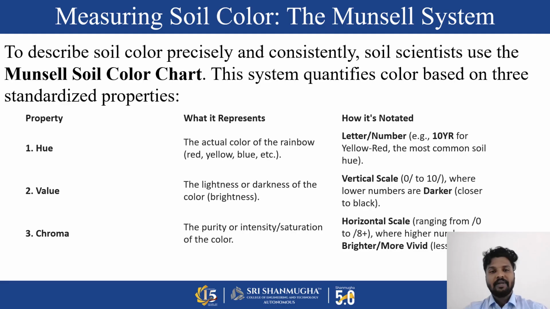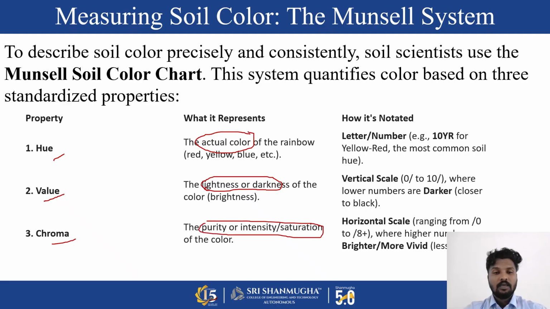The hue represents the actual color of that soil. I'm going to mark it with the marker for your understanding. Then the value represents the lightness or darkness of the actual color. Then the chroma represents the purity, or we can say the intensity or saturation, of the soil color. So these are the three properties used to represent soil color.